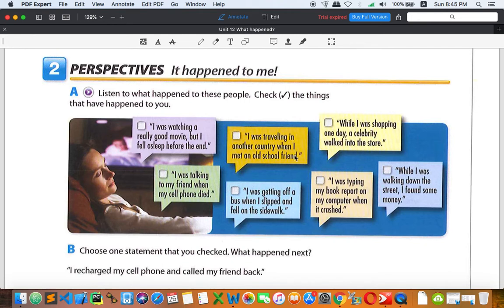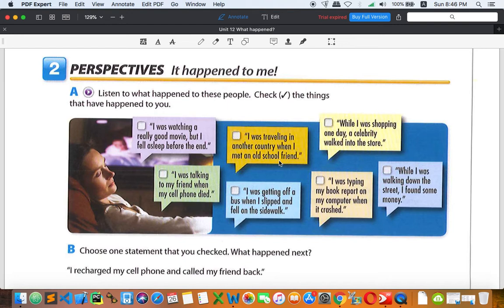I was traveling in another country when I met an old school friend. Yes, this one, not really. It did not happen to me either, because this is about an old school friend. But if we happen to see our people in another country, maybe yes. But an old school friend, not really. So for example, you went to Thailand and you happened to see your high school friend. Of course not. It's impossible.